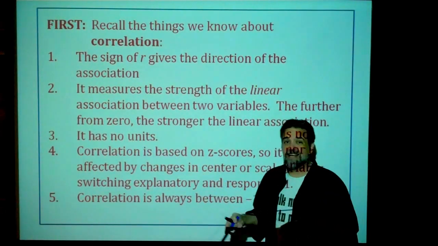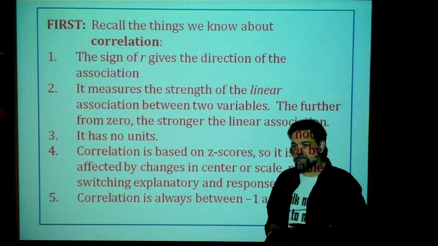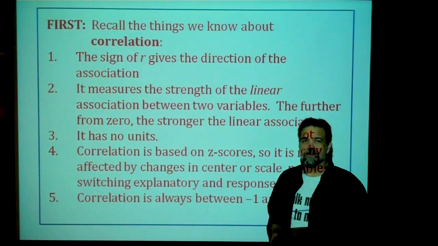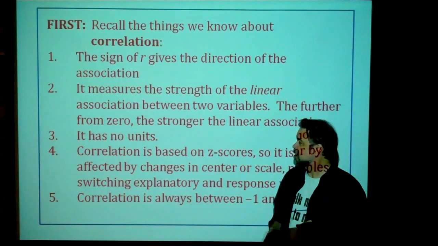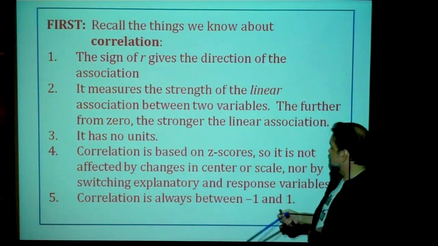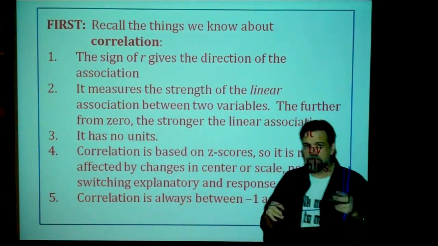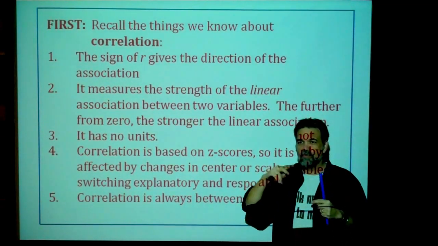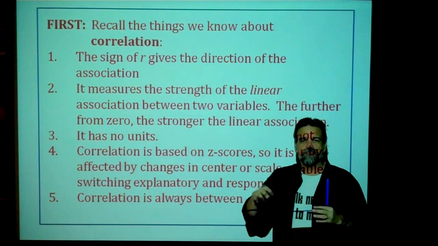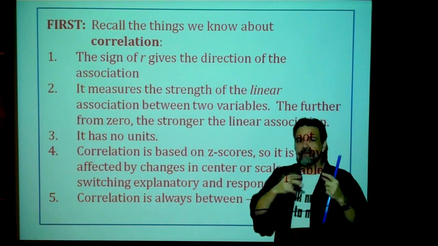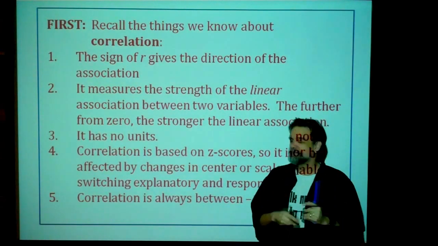The third thing we know is that it has no units, okay? Don't try to say that the correlation is 0.5 inches. No. The correlation is just 0.5, all right? Correlation is based on z-scores. If you remember, the correlation of two variables is 1 divided by n minus 1 times the sum of all the products of the z-scores, okay?